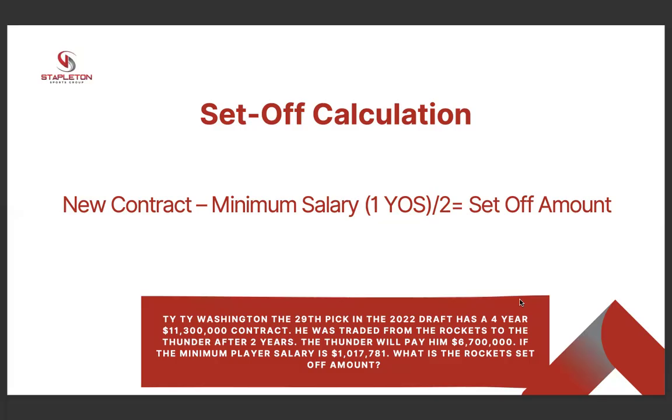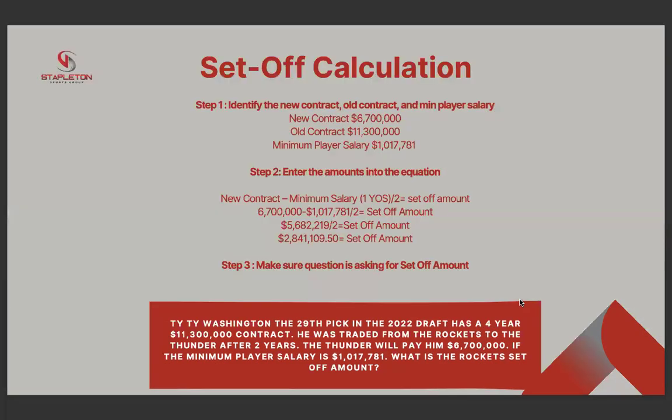And so with the questions, even on the exam, you want to make sure that you're understanding exactly what the question is asking you to calculate. So in this question, they ask you, what is the set off amount? So we're just going to go ahead and figure out what the set off amount is. How I like to approach all these questions is I like to identify all of the different numbers that we're going to need before I approach the question. So we need the new contract, we need the old contract, we need whatever the minimum player salary is. Once I identify those numbers, I just plug and play from there.